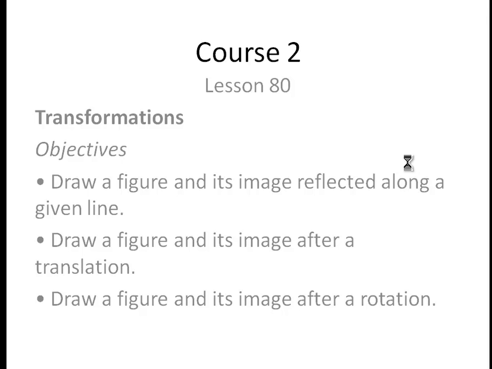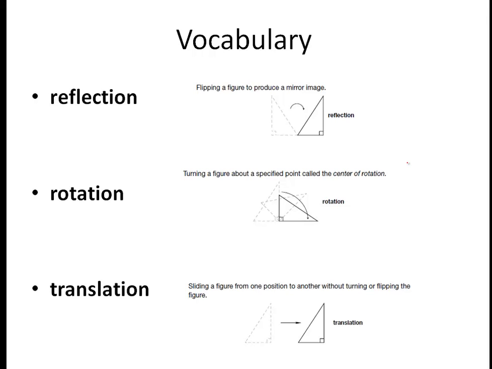So let's get started. Let's just start with some vocabulary first of all. Reflection means like looking in a mirror. You're going to flip a figure to produce a mirror image of it. But you have to remember you have to do the flip. Just like when you put something in the mirror, it doesn't look exactly the same when you look in the mirror. It looks just the opposite.